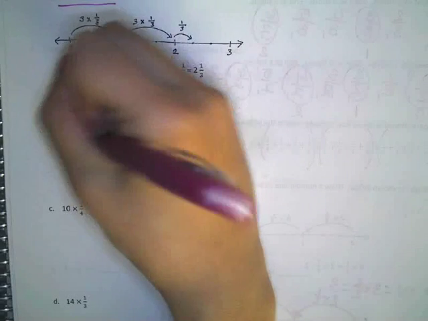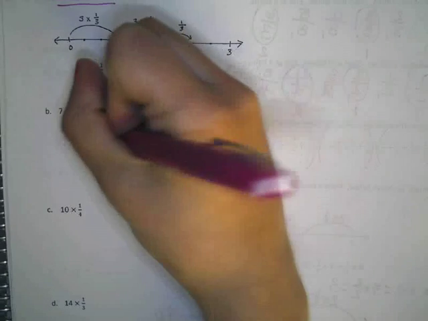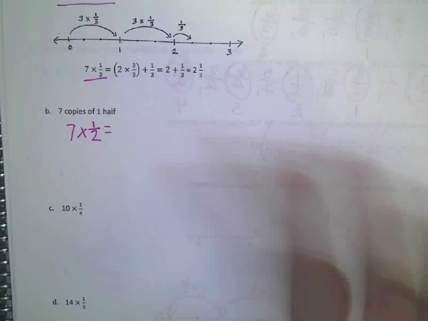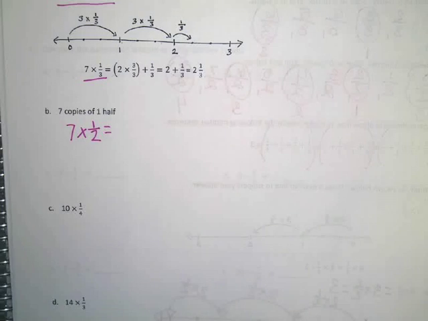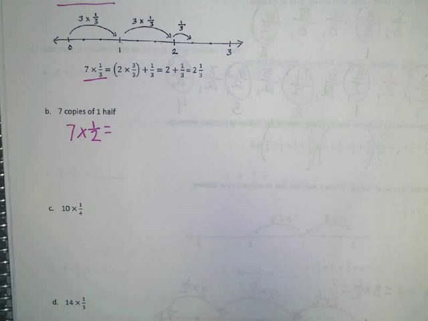7 times 1/2. I agree. Do you guys agree with Garrett? Yeah? All right. I'm just going to do the work first. I think that's going to be easier for me to do the work first. All right, so how can I regroup this like they did to make it easy to move on a number line?